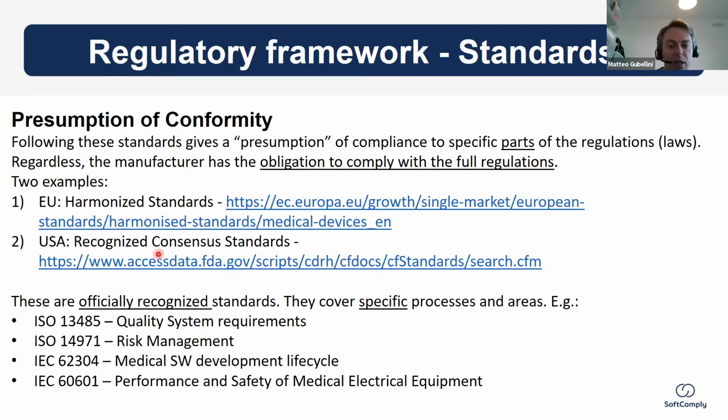The typical examples are 13485 for the quality system, 14971 for risk management, 62304 for software development, and 60601 for general performance and safety of medical electrical equipment. As I mentioned, 60601 is pretty technical in nature. So if you want to prove that your device is electrically safe, rather than trying to figure out yourself what the requirements are, what the tests that you should be doing are, what the limits are, it would be much simpler to go to 60601 and say, okay, I'll follow that, so I have a presumption of compliance.